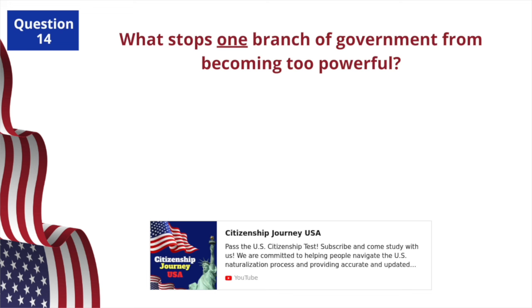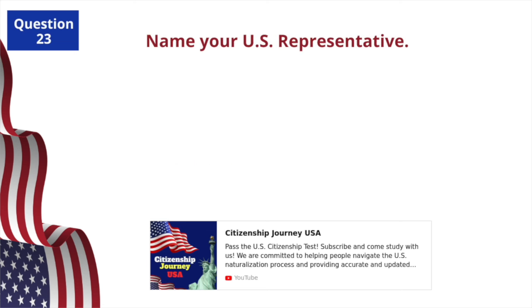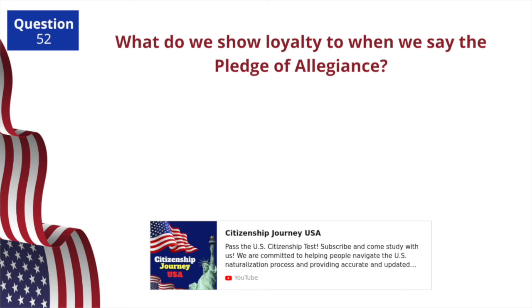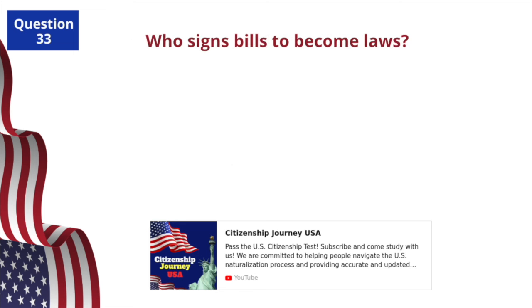What stops one branch of government from becoming too powerful? Checks and balances. Name your U.S. representative. What do we show loyalty to when we say the Pledge of Allegiance? The United States. Who signs bills to become laws? The president.